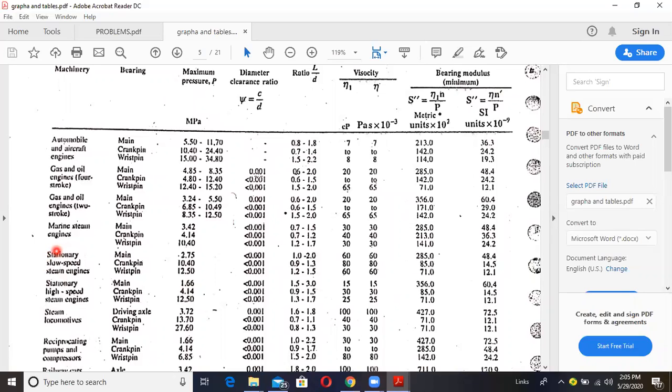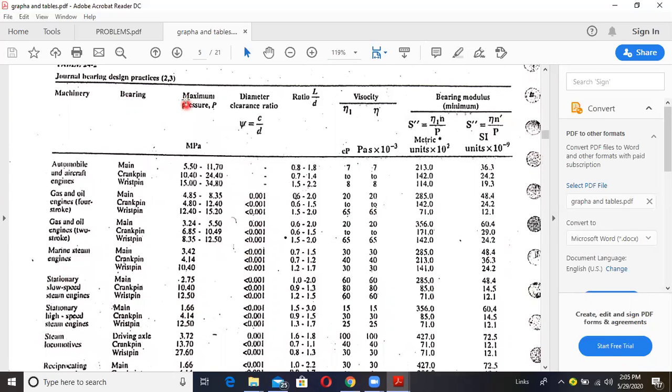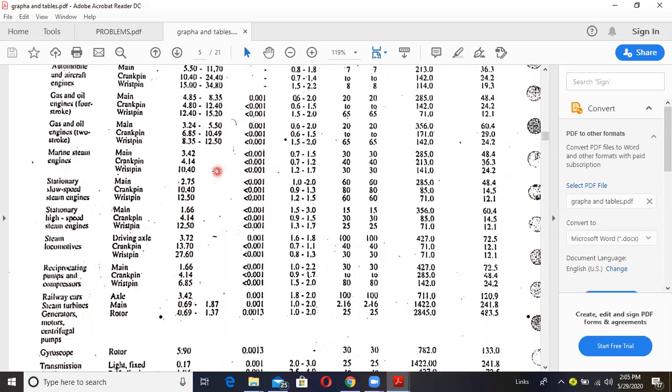Next is the bearing. Now we have to take the second column. Here we have three options: main, crank pin, and Bristol pin. So always we have to go for main only. Next, in the third column, maximum pressure P. For this main bearing, maximum pressure P is equal to 1.66.